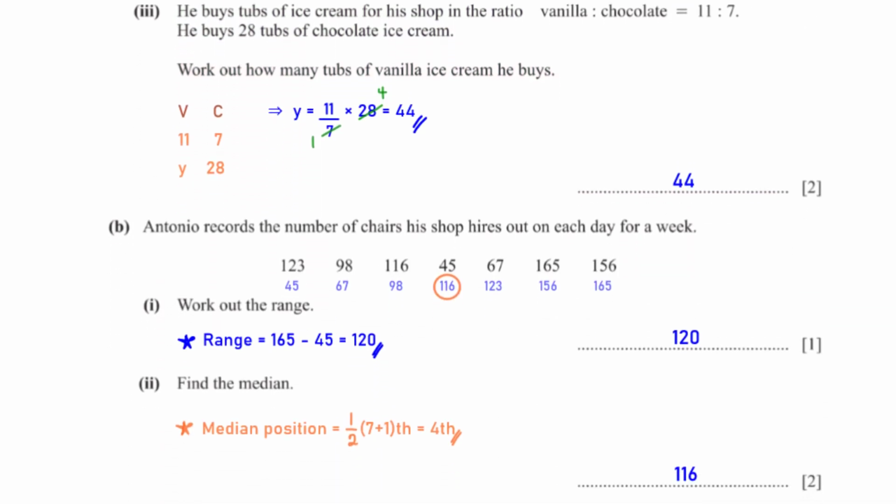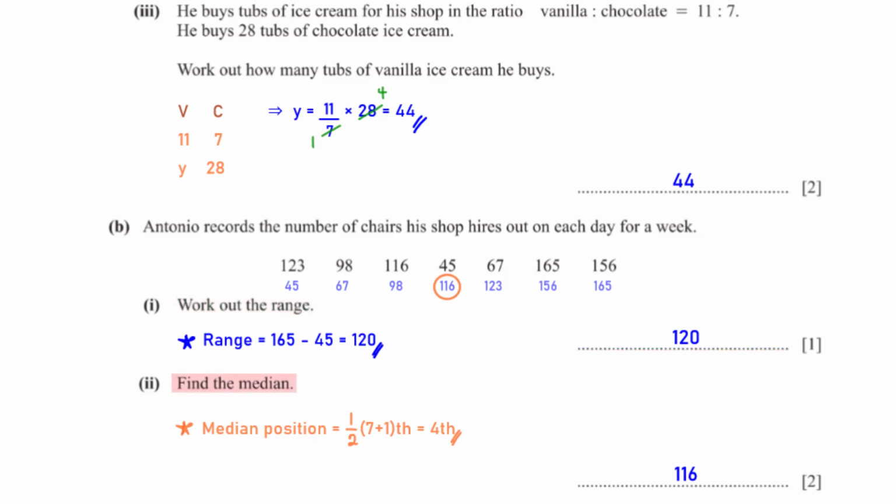Antonio records the number of chairs his shop hires out on each day for a week. Work out the range. The range is equal to the highest number, which is 165, minus the lowest number, which is 45. This gives us 120.